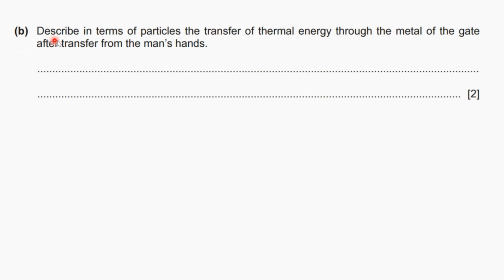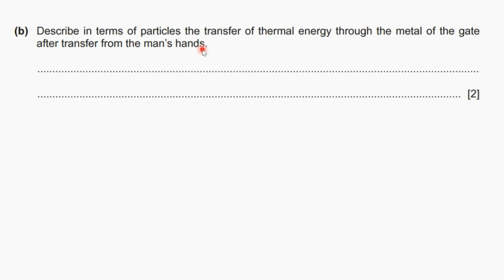In section B, describe in terms of particles the transfer of thermal energy through the metal of the gate after transfer from the man's hands. Okay, so I have to start my answer by mentioning the free electrons. They move from one region to another. In this case, we have to think about the most energetic electrons or particles. They move from the hot region to the cooler region.